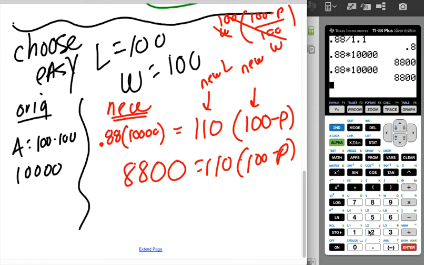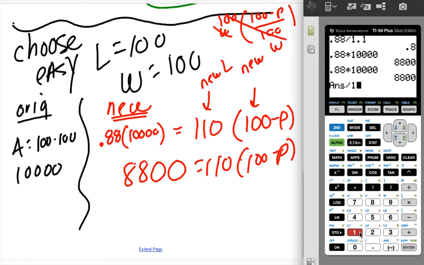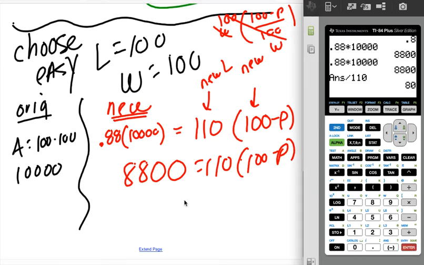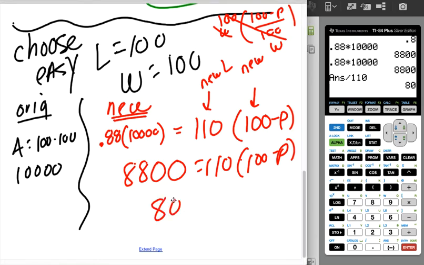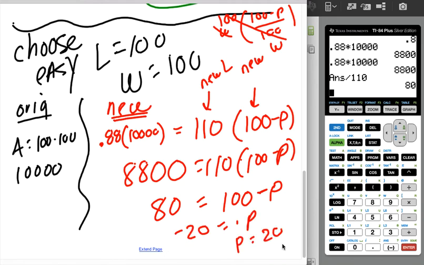It's a little bit helpful, when I'm reducing things by percentages and I'm not told what to pick for length and width, to pick them to be 100 or some multiple of 100 so that percentages are easy. And I get to the same spot. Again, I get p is 20. So that's another way to get there.